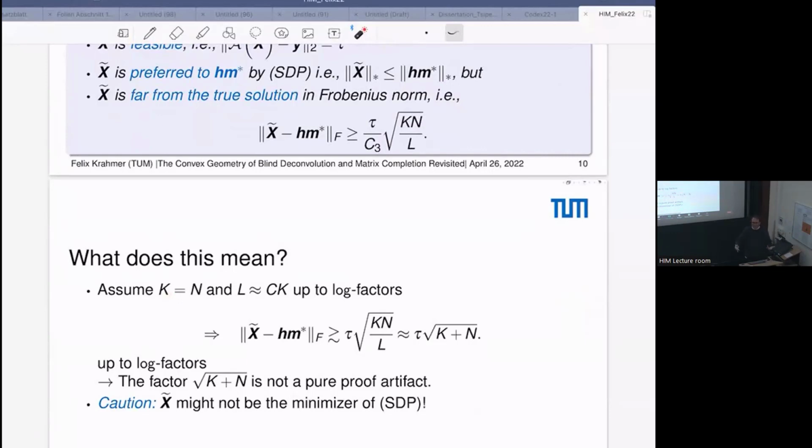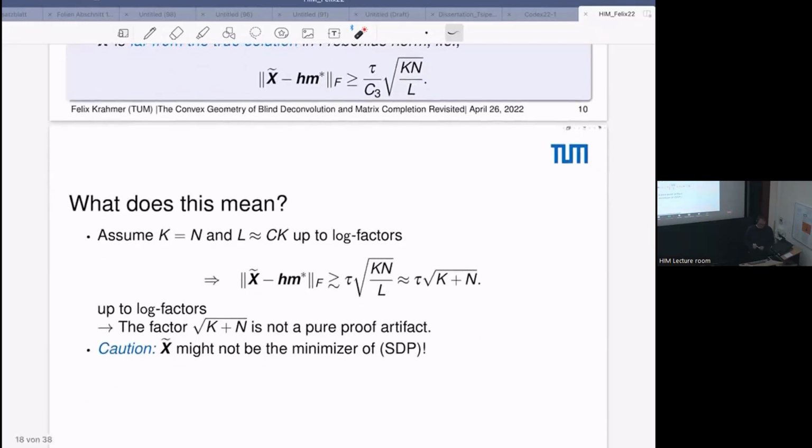This is sort of the degree of freedom, and up to logarithmic factors the number of measurements scales like this. So if L is a constant times k, up to log factors, and we plug things in here, we get the square root of k plus n, exactly what we had in the result. So the factor square root of k plus n is not a pure proof artifact.